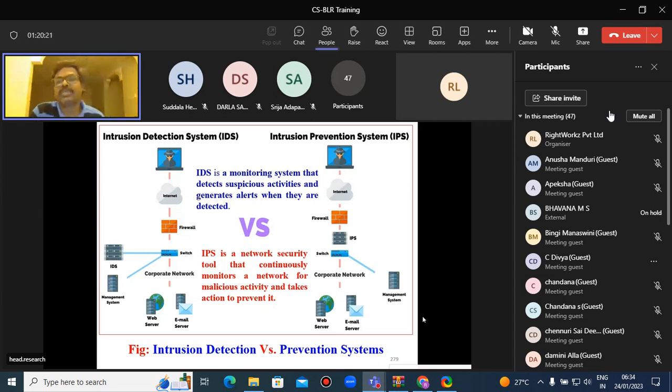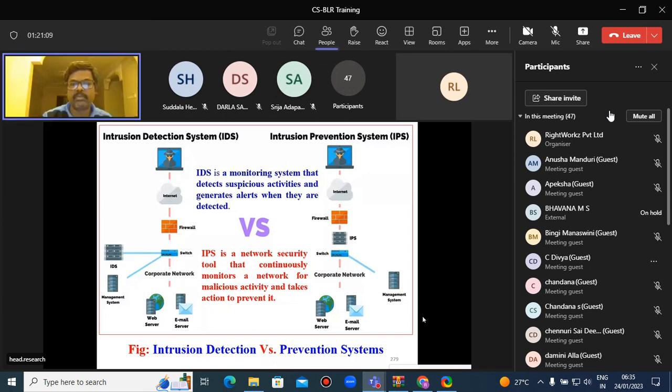If you see the intrusion prevention system, there is a user connected to the internet. The internet is a network of networks, developed by three scientists who proposed it. The firewall is network level software to protect network level data. Then in the intrusion prevention system, there is a switch connection. From that you have a management system and a corporate network. The corporate network connects to the web server and the email server. So these are the differences between the intrusion detection system and the intrusion prevention system.